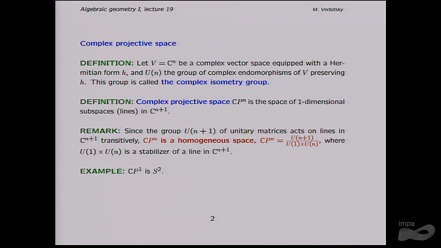This is the definition. Subspaces in C^(n+1). You can consider this a homogeneous space if you know Lie groups. If you don't know, you shouldn't care. But I will define it as a manifold next slide. So no questions to that?